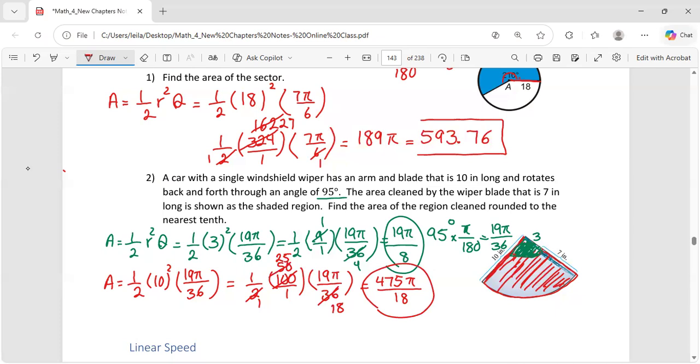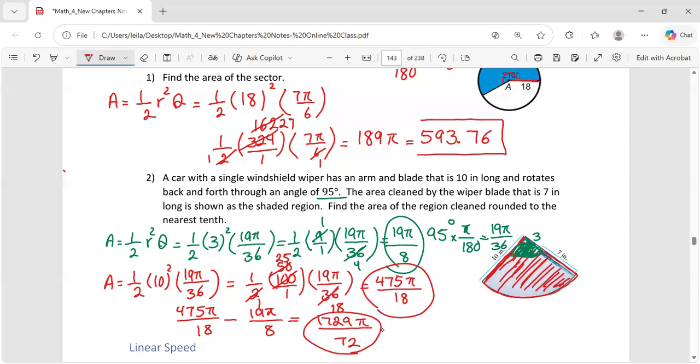But if you want to find the area of the blue shaded region, you need to subtract them from each other. So you need to subtract 19 pi over 8 from 475 pi over 18. After finding the common denominator, which between 18 and 8 is 72, we get 1729 pi over 72. So that is the final answer.